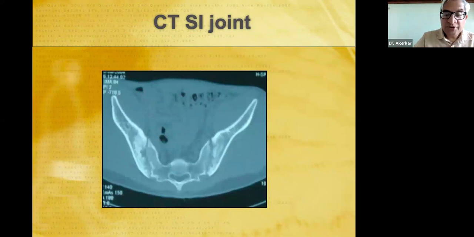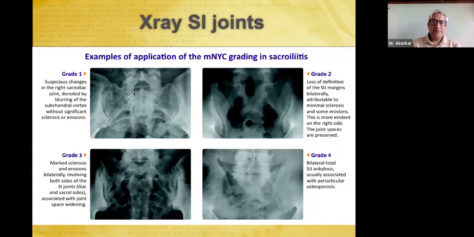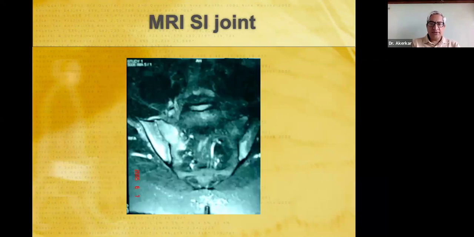Okay. Suppose there are suspicious changes on the X-ray, you are really not able to make out whether something is there. The patient has significant backache, and the X-ray is not really conclusive. You can go for a CT scan of the SI joint. What does the CT show? It can show the sclerosis very clearly. It can show the erosions very clearly. See, this is the sclerosis, and you can see clear-cut erosions. This is again a very clear-cut erosion. So CT scan is generally used when there are doubtful changes on the X-ray.